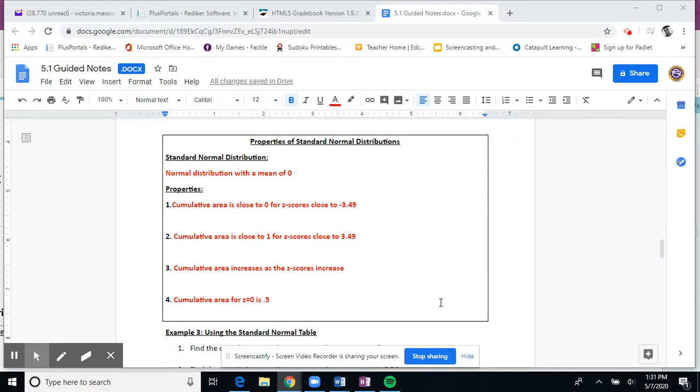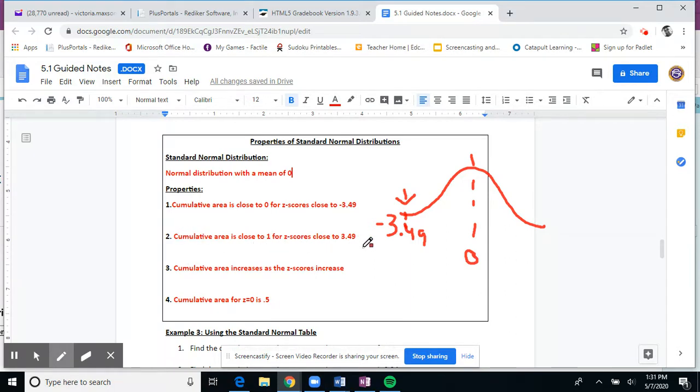So the properties of the standard normal distribution are pretty similar to a regular normal distribution, but it has a mean of 0. The cumulative area, the area under the curve, is going to be close to 0 for z-scores close to negative 3.49. So if I draw out my curve, here we have 0, and negative 3.49 is going to be down here. It's going to be close to 0 because it's where it starts leveling off.